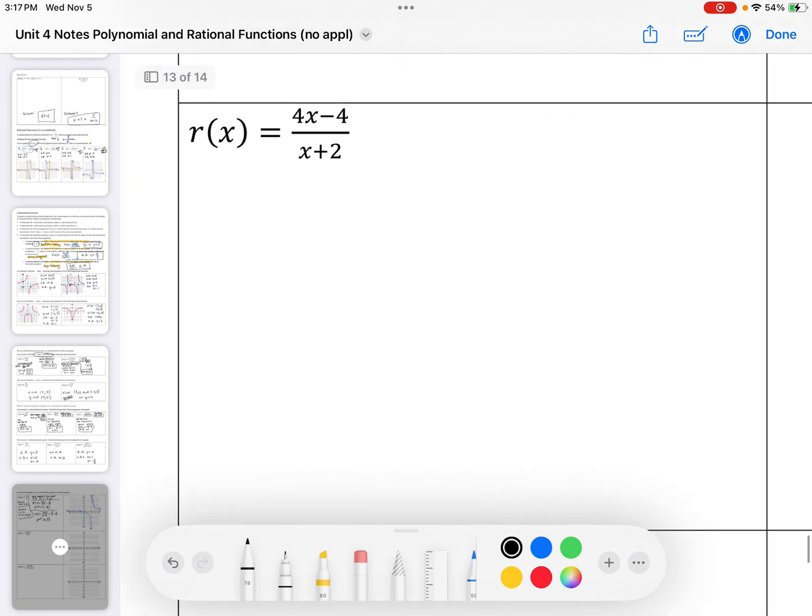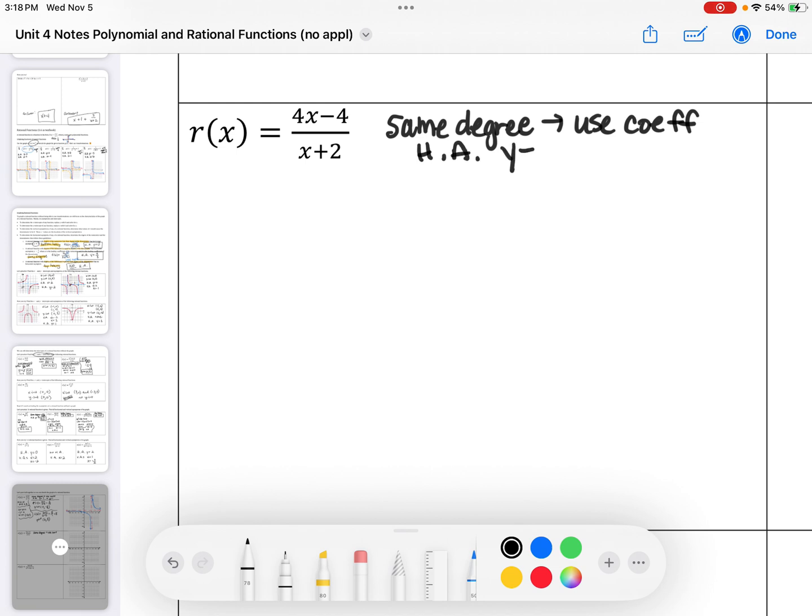Okay, let's try another example together. And let's start with horizontal asymptote. Remember, we're just doing the algebra right now. We're just gathering evidence to go graph. So we want to look at the degree of the numerator and the degree of the denominator for our horizontal asymptotes. So we've got same degree, top and bottom. So we use the coefficients. So the horizontal asymptote is y equals 4 over 1, which is just 4.